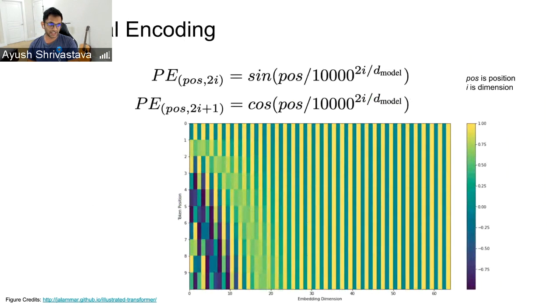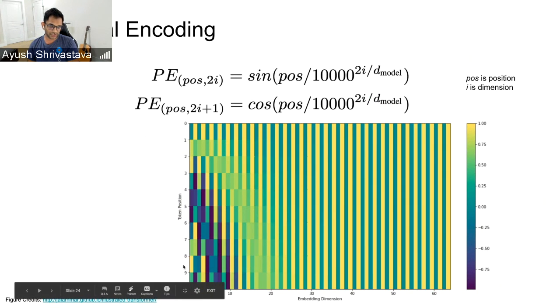In this paper, they use this formula to get their positional encodings. Here pos refers to the position of the token in the sentence, and i represents the dimension of the vector that we are trying to get. You can see that at even positions they use a sine of this formula, and at odd positions they use a cosine of this formula. This is just a visualization of 10 token positions with an embedding dimension of size 64.